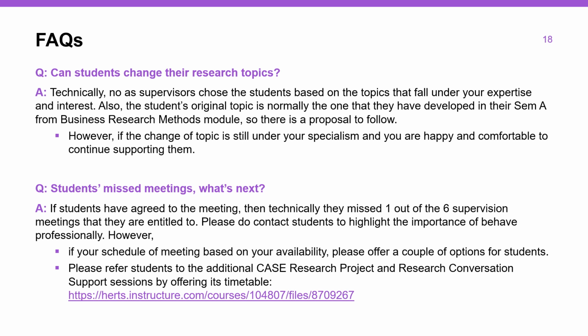Okay. And the second question is, students missed meetings, what's next? As I mentioned earlier, if students have agreed to a meeting, then technically they've missed one of the 6 supervisions that they are entitled to. So please do communicate to the student and highlight the importance of professionalism. If your schedule of meetings was only based on your availability, as we said, please do offer a couple of options as well. And if they missed the meeting, just tell them very frankly you missed one of the supervisions, but do refer them to additional support.